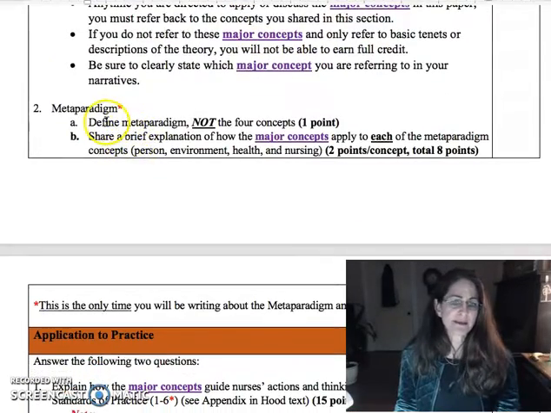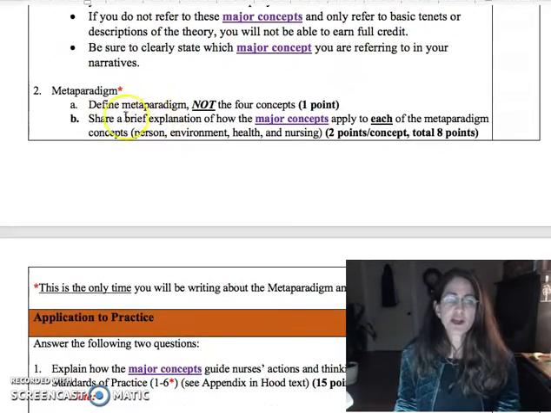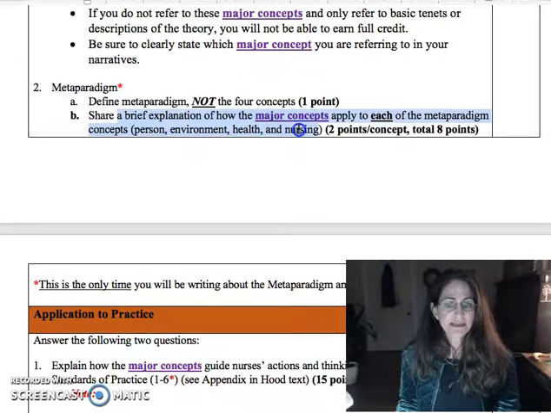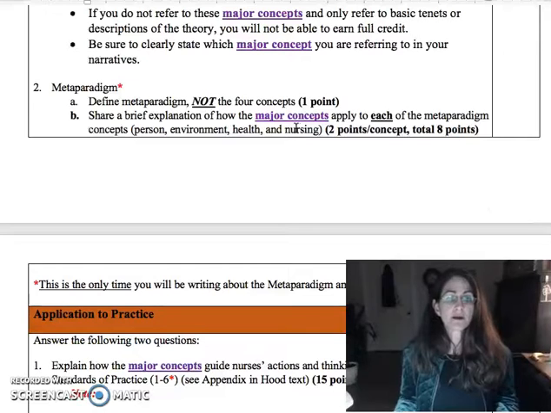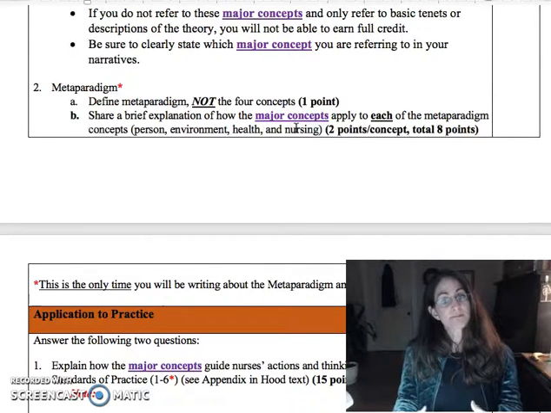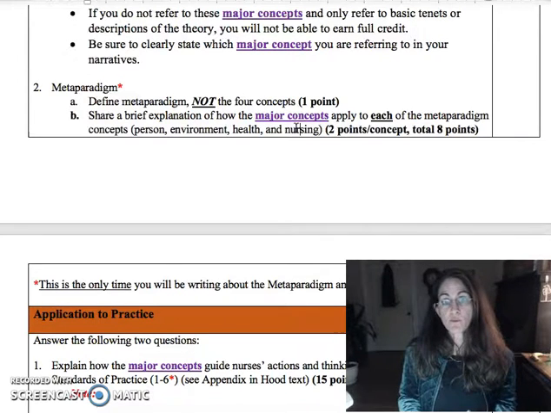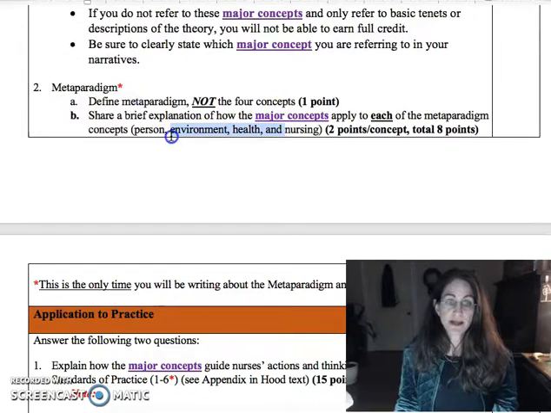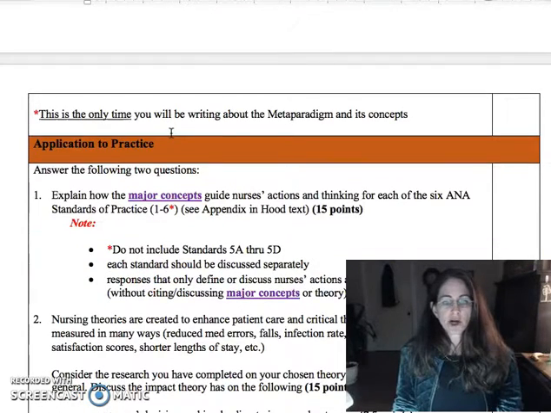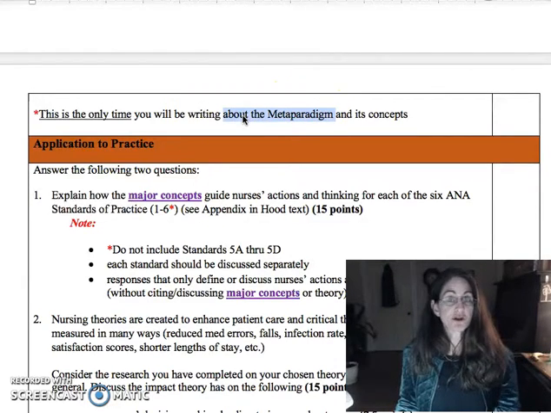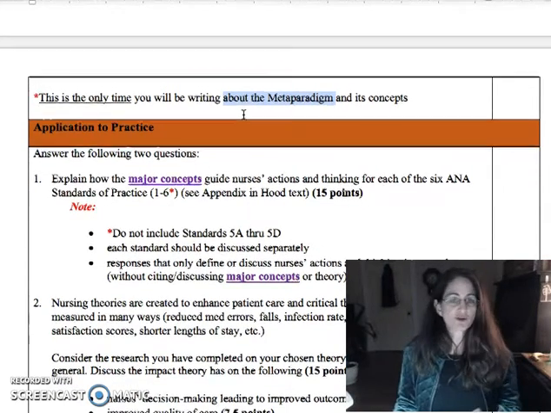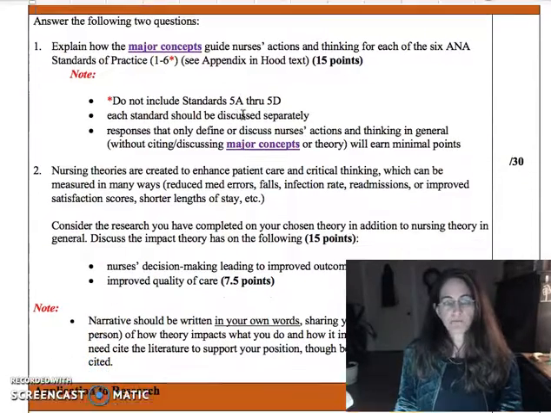The meta paradigm is basic. You will see, now this again is not a definition of the concepts of the meta paradigm, but applying those theory concepts to each of those. The Current Nursing website is a great website to find this information, okay? Okay, remember, this is the only time you're writing about the meta paradigm, right here. Do not refer to nursing, person, and all of that going forward.